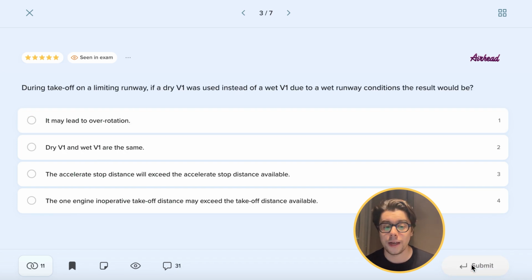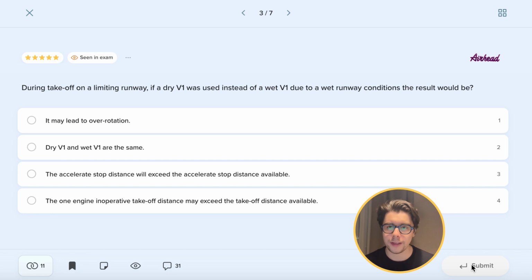So now for question number 3. During takeoff on a limiting runway, if a dry V1 was used instead of a wet V1, due to wet runway conditions, the result would be... Remember that V1 is the decision speed. So this is usually calculated using a comparison of your stop and go speeds. And essentially, what it does is V1 ensures two key things.